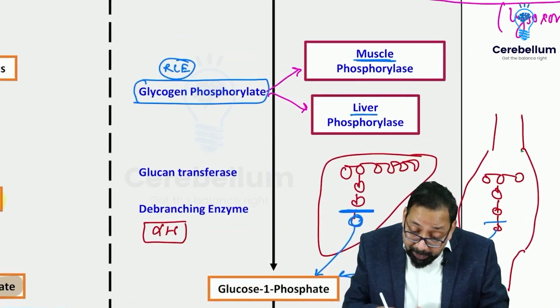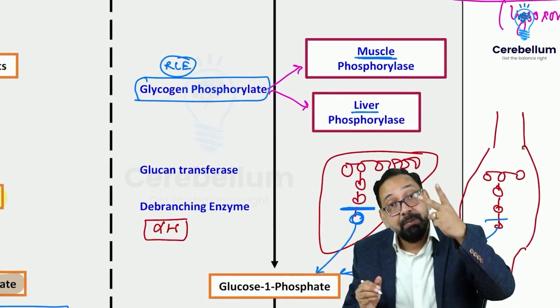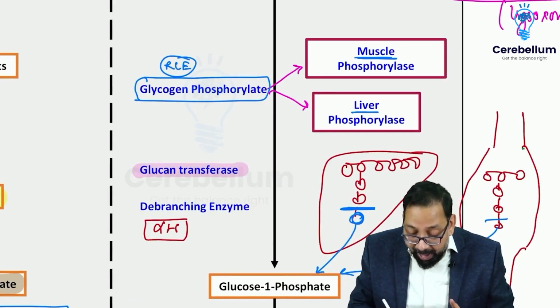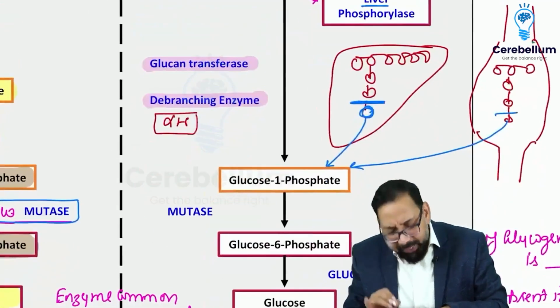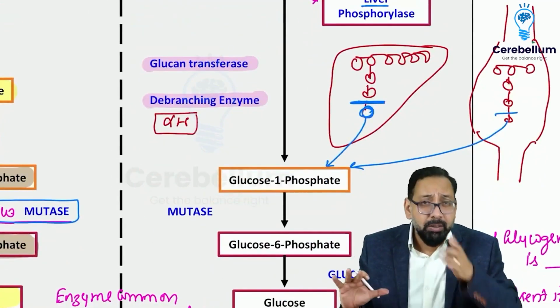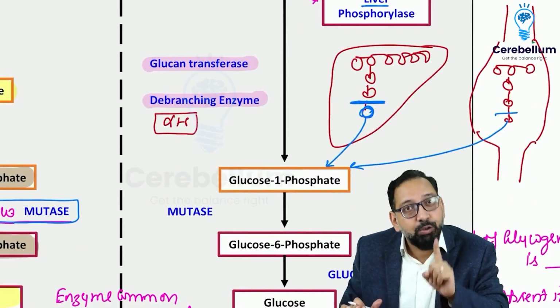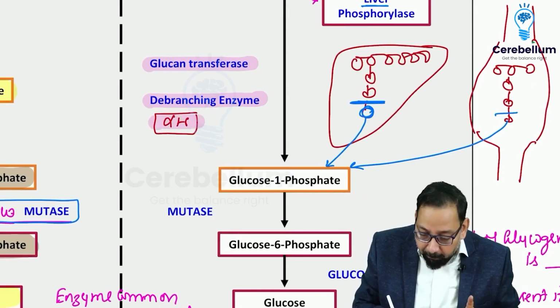Other than glycogen phosphorylase, two enzymes are also important: glucan transferase and debranching enzyme. What is the exact function? I don't care. Just remember debranching. B for 6, B looks like 6. So the debranching enzyme will cut alpha 1,6 bonds.